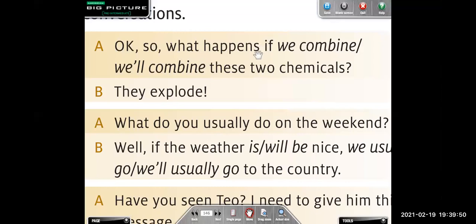Okay, so what happens if we, ¿qué pondríamos acá? Combine o we will combine? Combine. Why combine and not we will combine? Because if we combine is conditional. Yes, because this is a conditional sentence and we don't use will in the if clause, right? No necesitamos utilizar will en la parte del if, ¿cierto? Okay, so they explode. Okay, the next one.